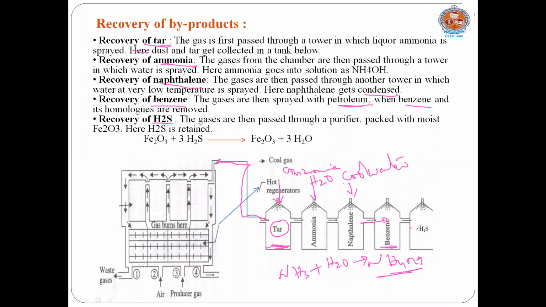Here, a number of baffle plates are arranged along with iron oxide. Right? So the H2S gas is passed over the iron oxide. It is converted into iron sulfide. That means the sulfur content, which may be in the form of H2S, hydrogen sulfide gas, is converted into iron sulfide. Fe2O3 plus 3H2S gives rise to Fe2S3, ferric sulfide, plus water.